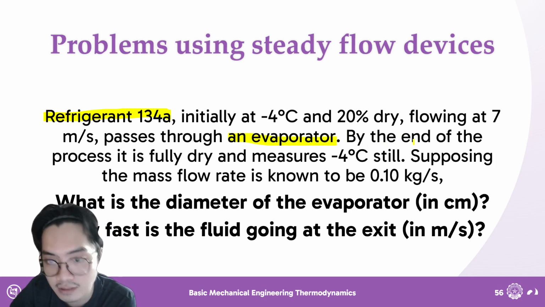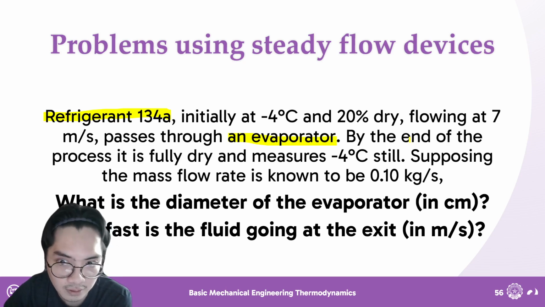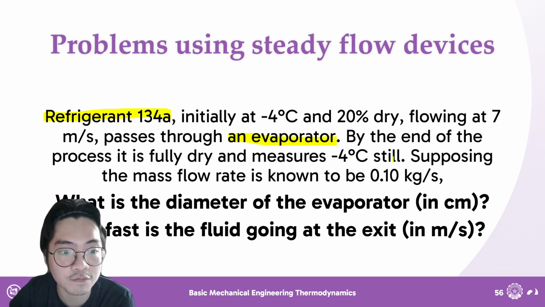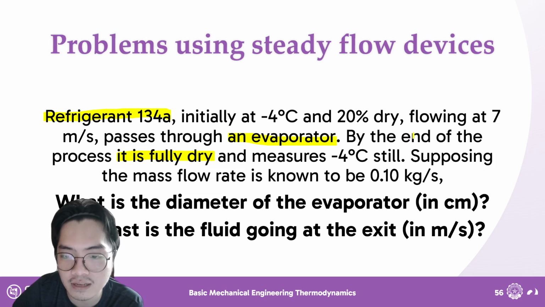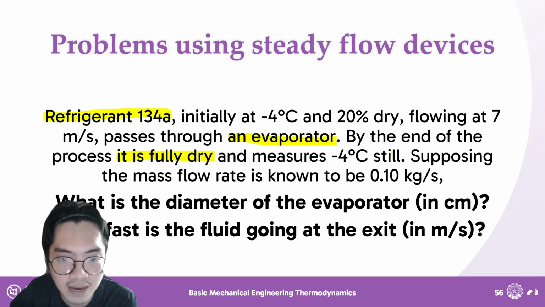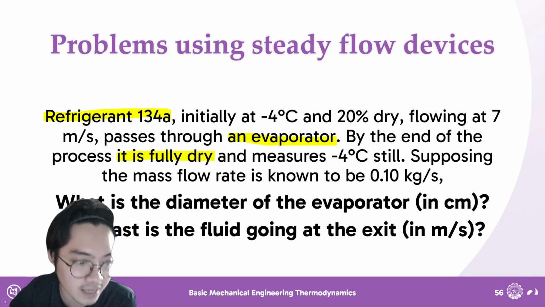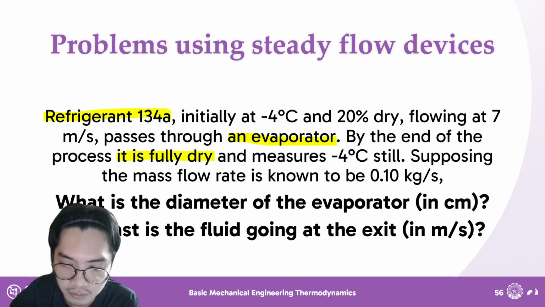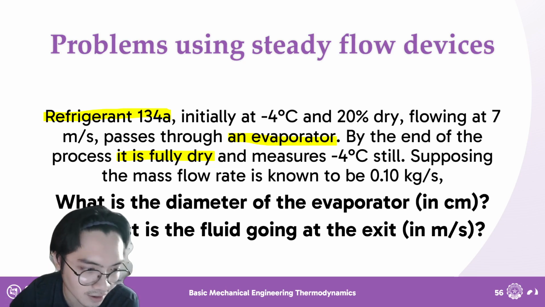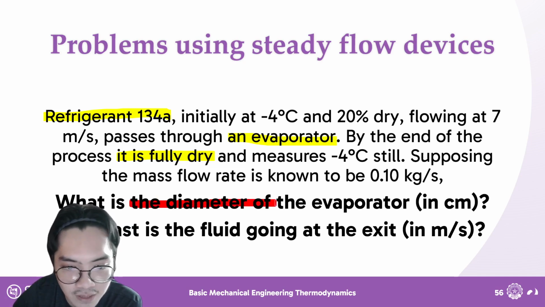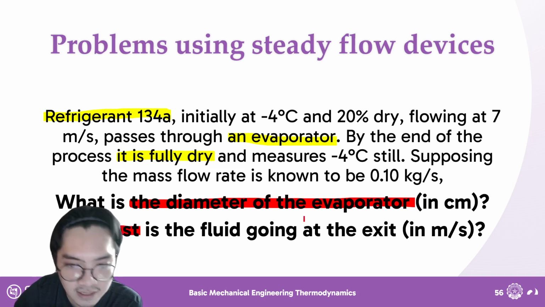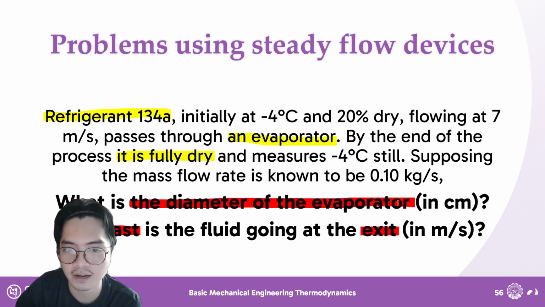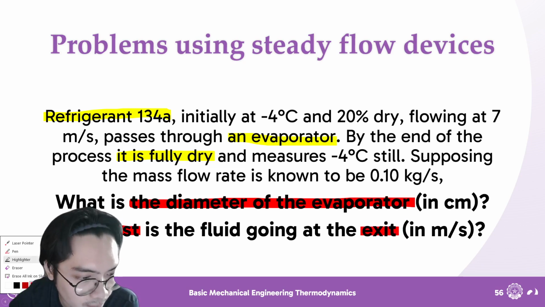Okay, now we're in the territory of heat exchangers. By the end of the process, it is fully dry. It measures -4 degrees still. Supposing that the mass flow rate is known to be 0.10 kilograms per second, what is the diameter of the evaporator? And how fast is the fluid going at the exit? Now, let's put in the numbers.